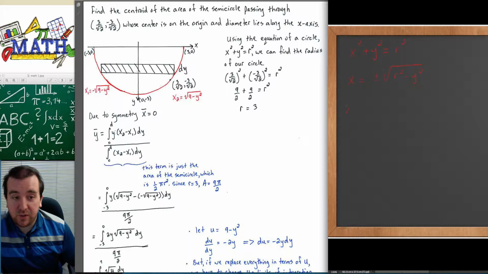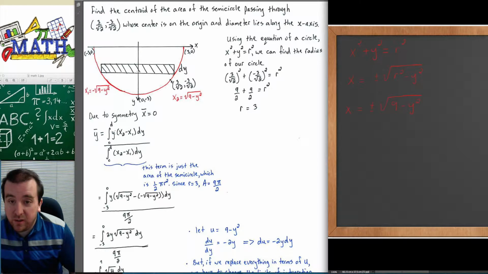Now in our case, x is plus or minus, r is 3, therefore r squared is 9, take away y squared. So that is our function that we're looking at, plus or minus root of 9 minus y squared. And the right function, because x2 is in this quadrant, x is positive in this quadrant, this one gets the positive, and x1 is in this quadrant where x is negative, so x1 gets the negative root 9 minus y squared. So those are our right and left functions, x2 and x1 respectively.